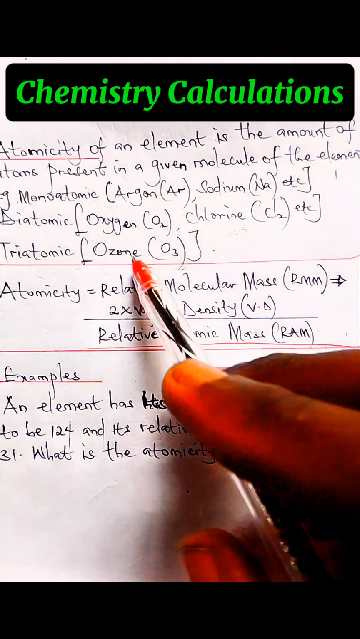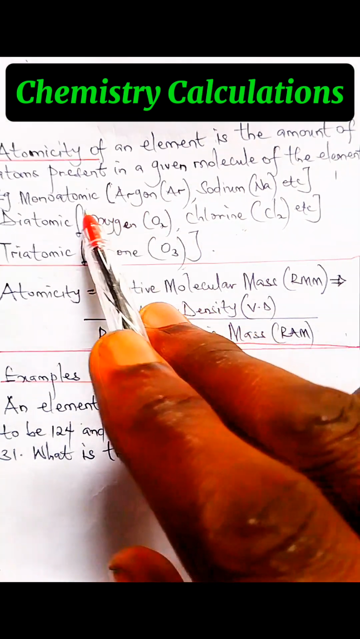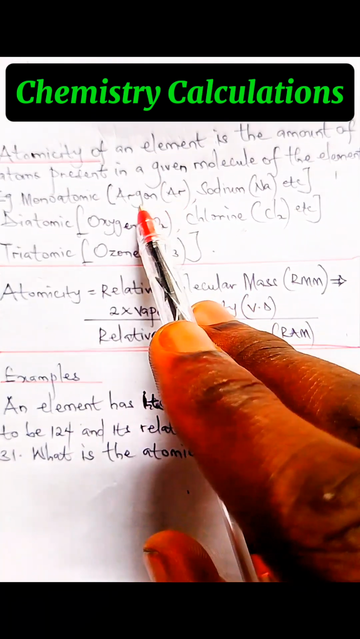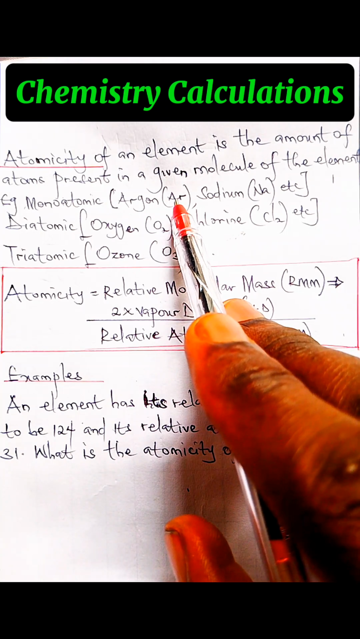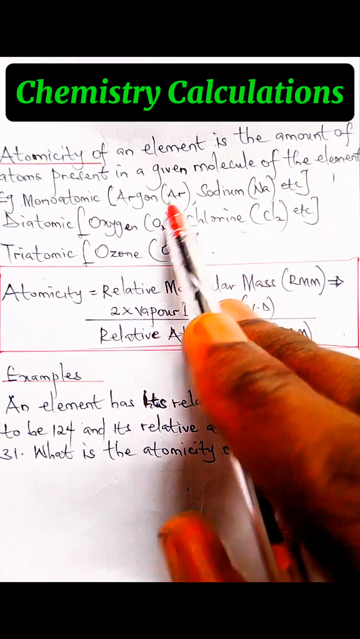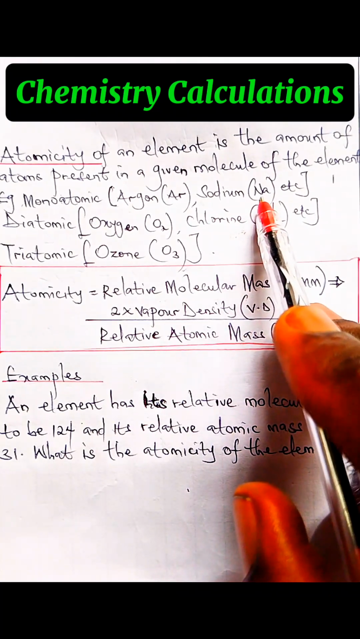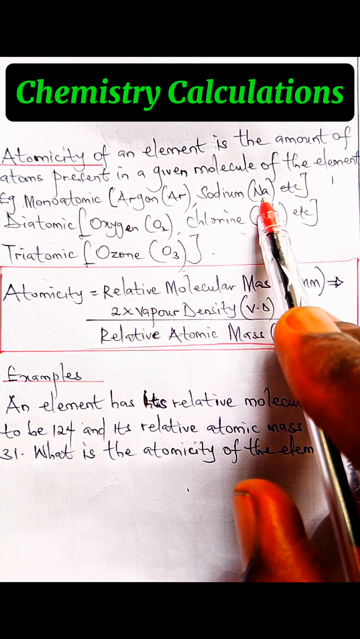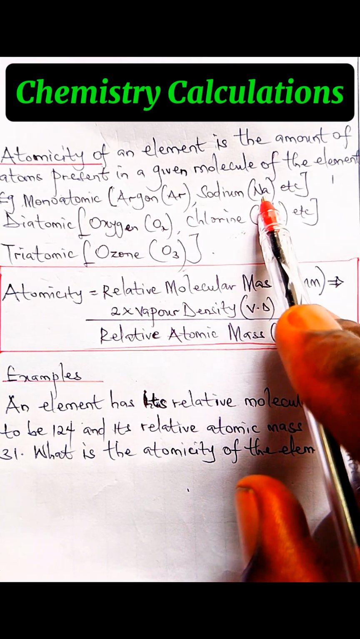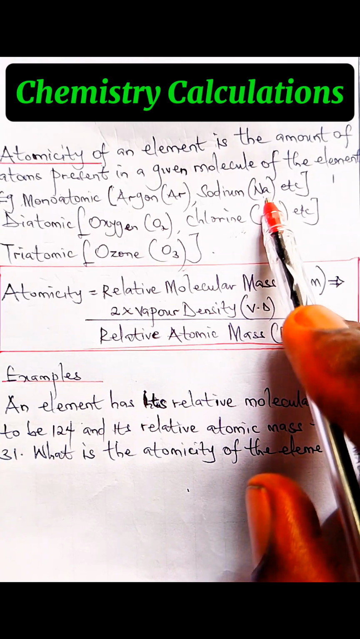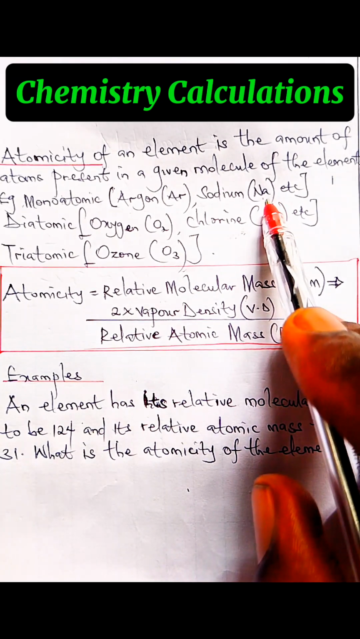For example, look at these examples that we have here. We're talking about, for example, monoatomic. Argon is a monoatomic element. Argon has only one atom. Argon, Ar, just one. Sodium, that's known as natrium. Natrium is a Latin name for sodium. Sodium has just one atom, which is Na.